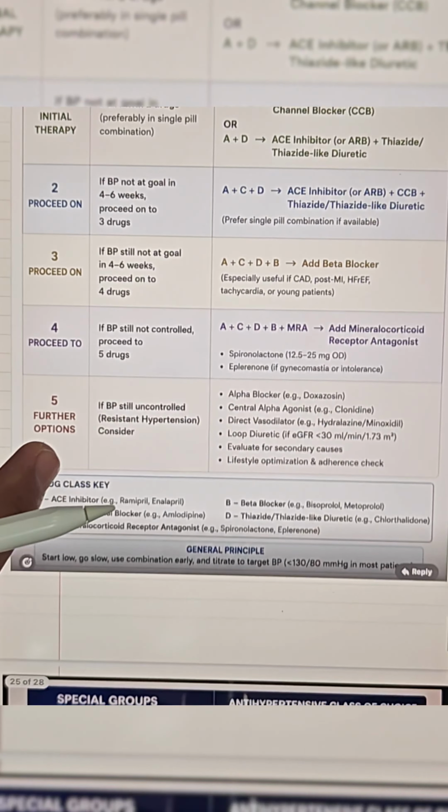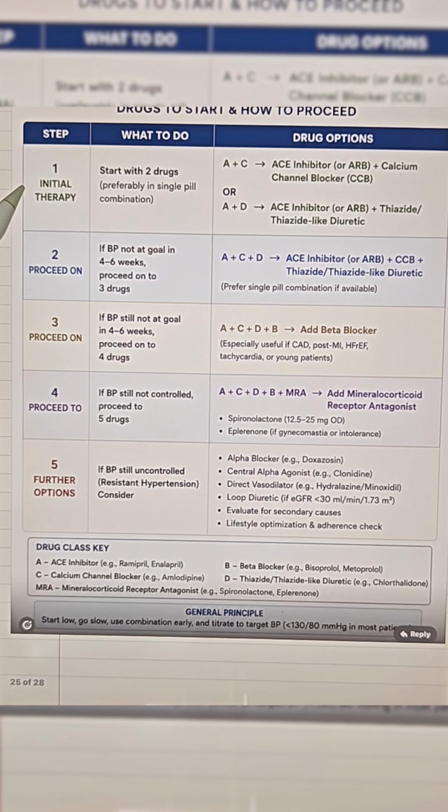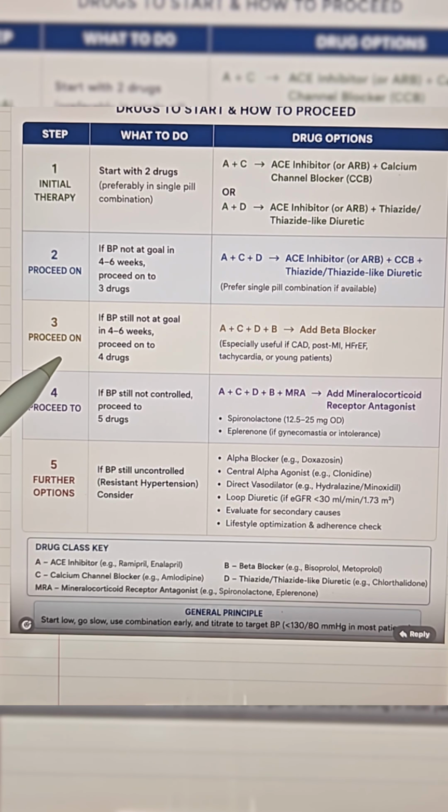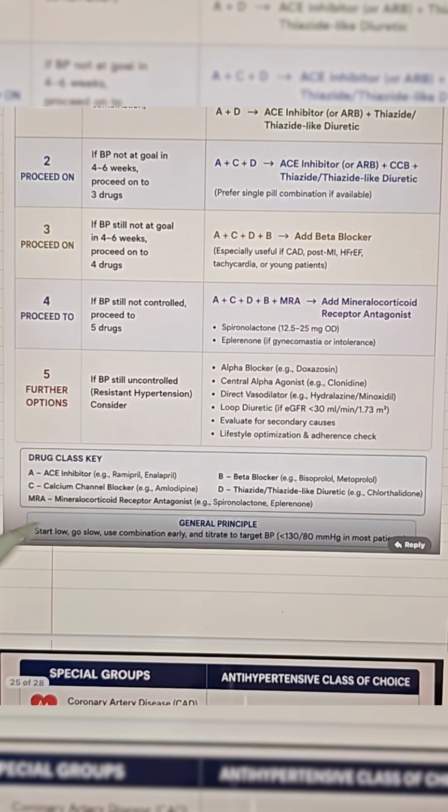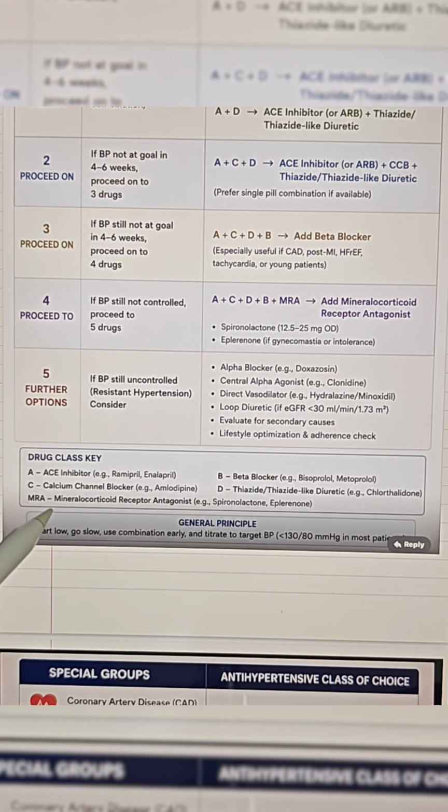Okay, so you have to follow this stepwise approach: two drugs, three drugs, four drugs, five drugs, and then resistant hypertension, centrally acting drugs. So these are examples of various classes of drug you can see: ACE inhibitors, beta blocker, calcium channel blocker, diuretics, and MRAs.